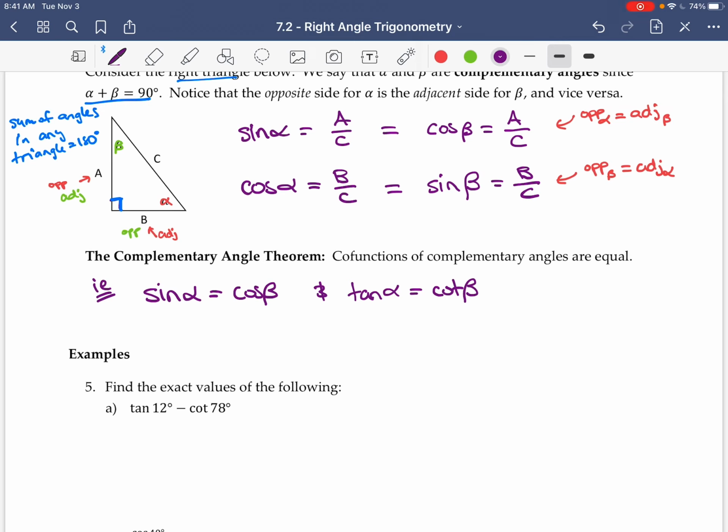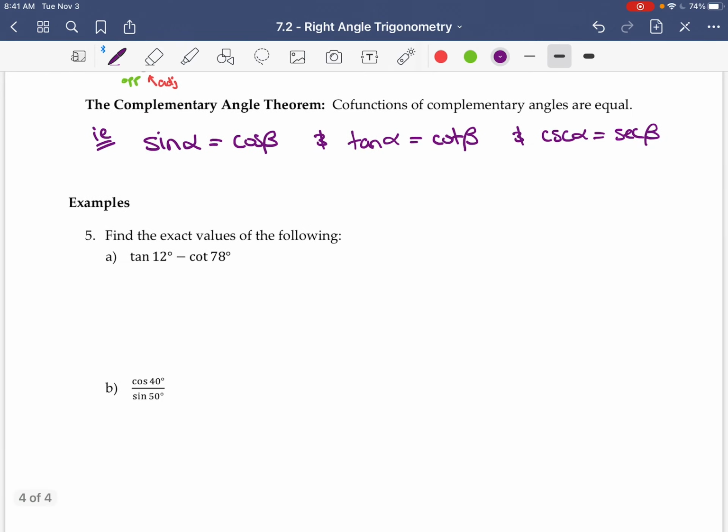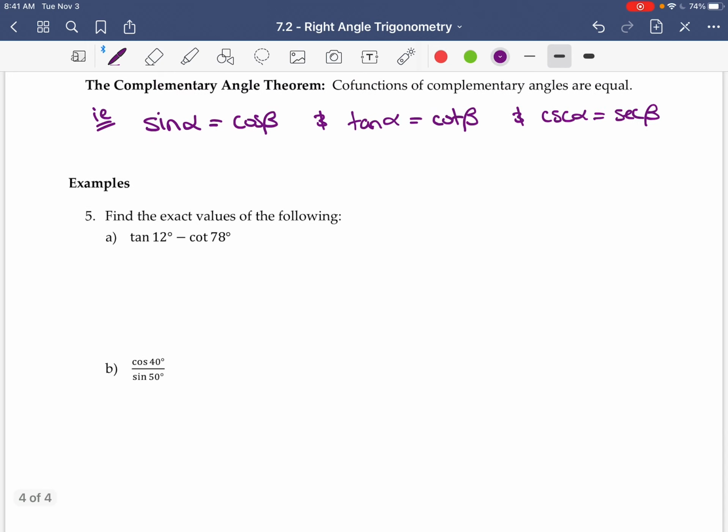Here we have sine alpha over cos alpha equals cos beta over sine beta, but they're equal on the top and the bottom, so this is going to be true as well. And cosecant of alpha is going to be equal to secant of beta, again because the sine and the cosine values are equal. So you get all three of those equalities. Let's do one example here and leave the other one for you to do. So let's do the first one.